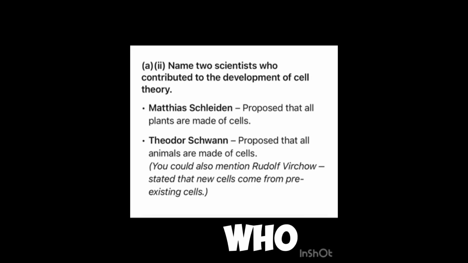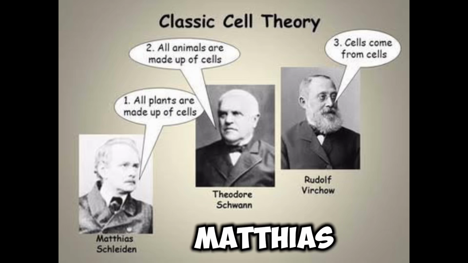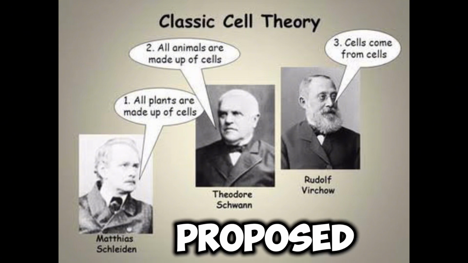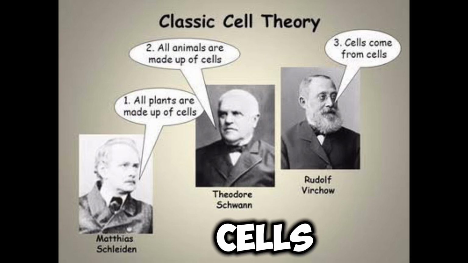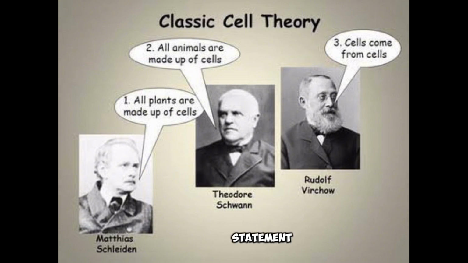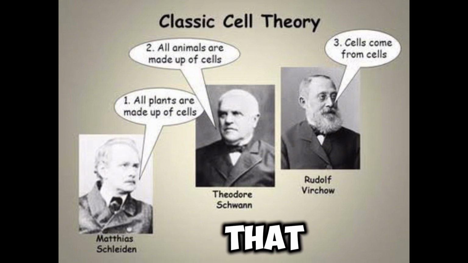Name two scientists who contributed to the development of cell theory. First one is Matthias Schleiden. He proposed that all plants are made up of cells. It was the one that brought that statement. And then Theodor Schwann, he was the one that proposed that all animals are made up of cells.